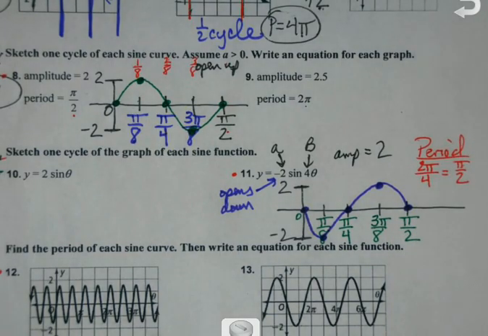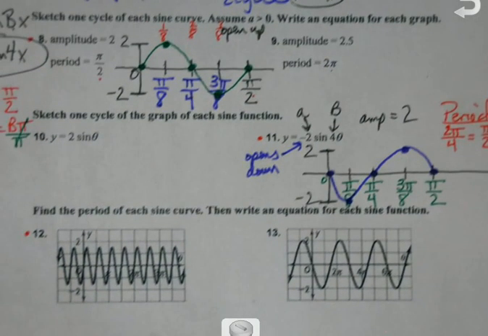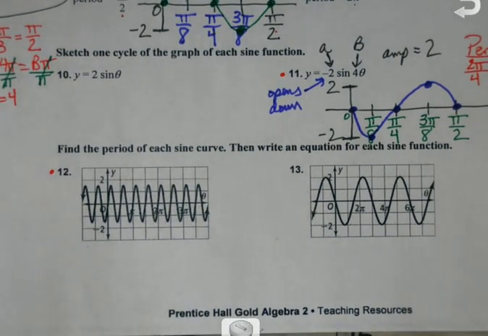But again, that's the only time that happens, if I start on that downward track. But that time they just asked for a sketch of the cycle. They already had an equation, so we don't have to worry about that. So no big deal. Then we get down to 12, and now we're starting to get towards the end here. Find the period of the sine curve, then write an equation.